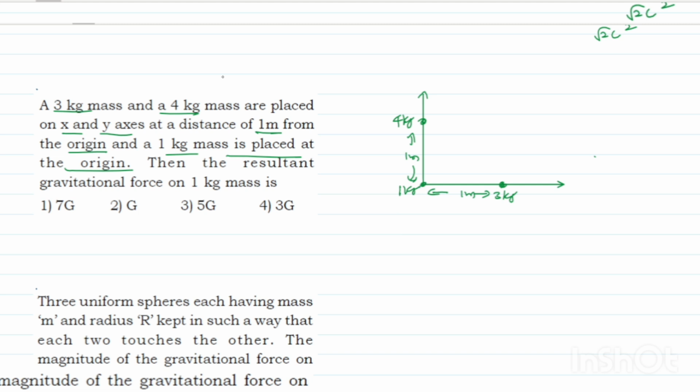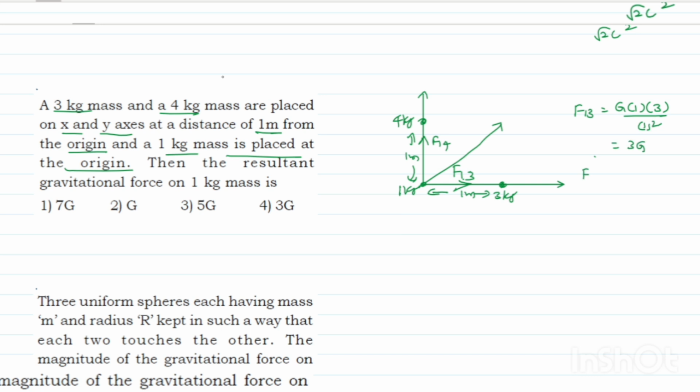Now let us see, students, this mass will be attracted by this one along this direction, F13, and this mass will be attracted by this one along this direction, F14. The resultant of these two will act along this direction. The magnitude of F13 is G into mass M1, which is 1 kg, and this is 3 kg, by the distance of separation, which is 1 square. So you'll get 3G.